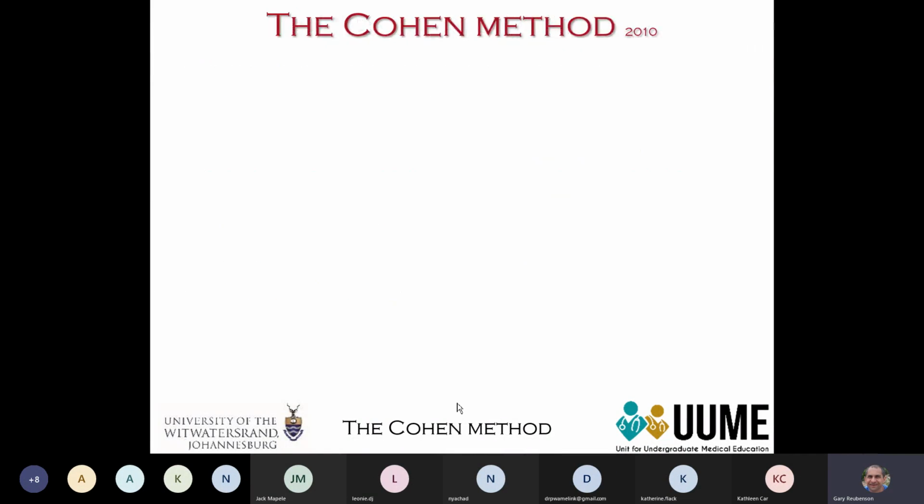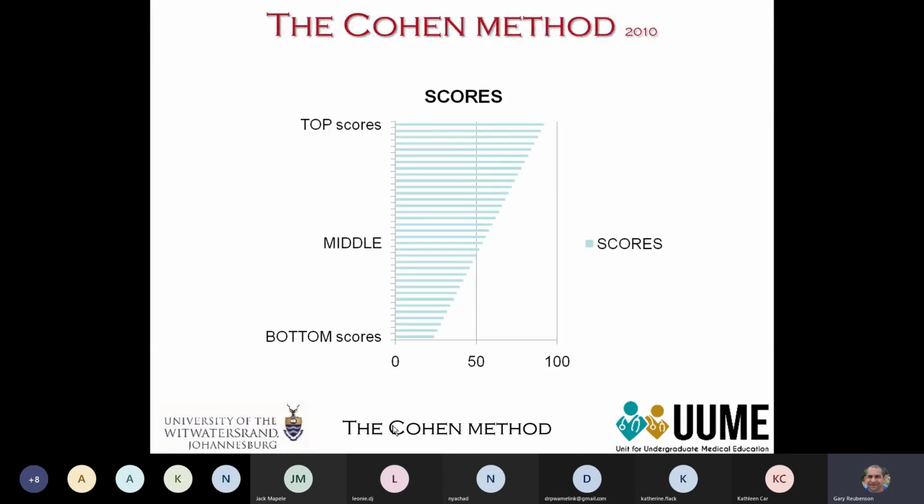So the Cohen method is what's used. Many of you will be familiar with it. It's the same system that's in use now more and more in the undergraduate setting. It's also being used in the Part 1 exam. It's also at some point in the future going to be used in the DCH exam. And how it works is that after the paper's been written, after the poorly performing questions have been removed, people's scores are ranked from the people who performed best down to the people who performed lowest. And here's someone in the middle.